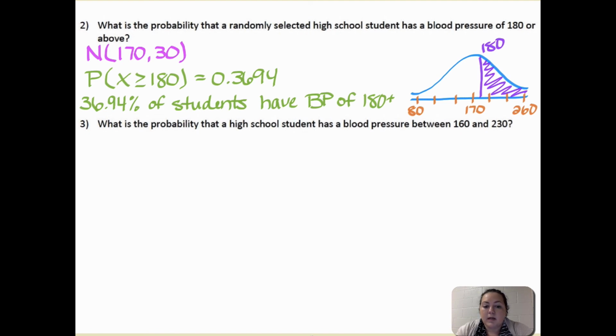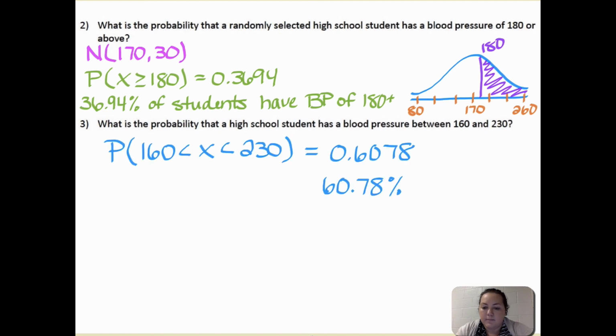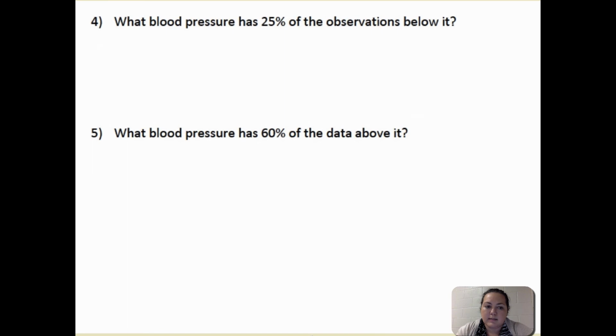What is the probability that a high school student has a blood pressure of between 160 and 230? So I want you to try this one and put all the parts. The answer is 60.78%. Okay, but I want you to have all the other parts, and I'm going to be looking for that when we're in class.